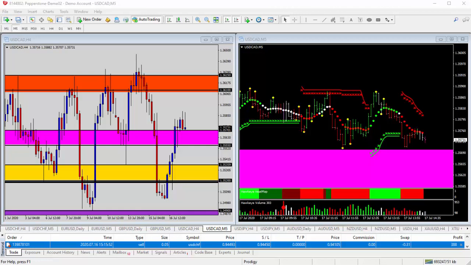Today we're taking a look at the USDCAD, the US dollar versus the Canadian dollar, for today's trade analysis. Looking here at the 4-hour time frame on the left-hand side for the dollar CAD, we can see the market holding over the past several hours.